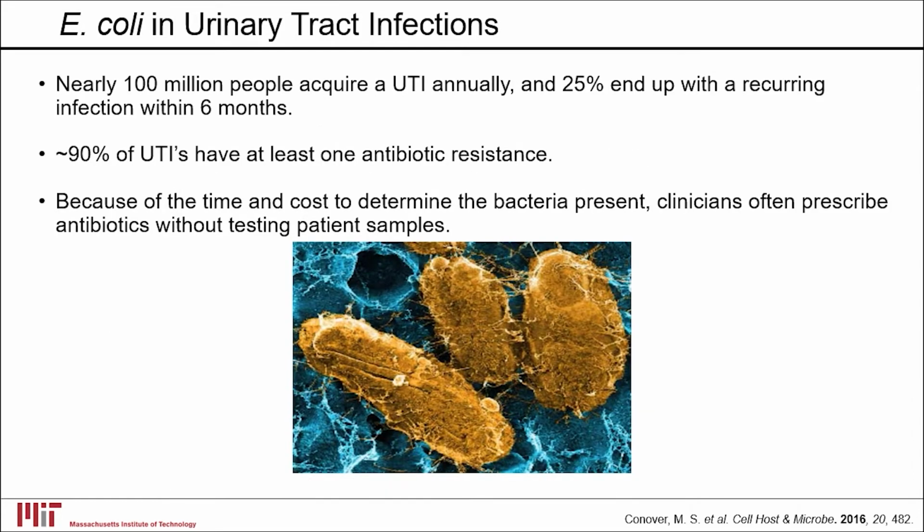Similarly, when we think about E. coli as a urinary tract infection, it's one of the most prevalent infections in the United States. Nearly 100 million people acquire a UTI each year, with 25% being recurring infections. Because of these recurring infections, about 90% of UTIs have at least one antibiotic resistance. And because of the cost and time required to currently diagnose a UTI, many physicians prescribe antibiotics without even testing patient samples.